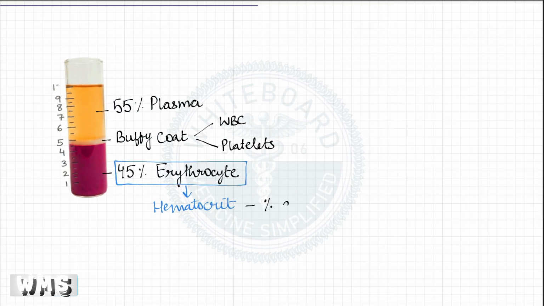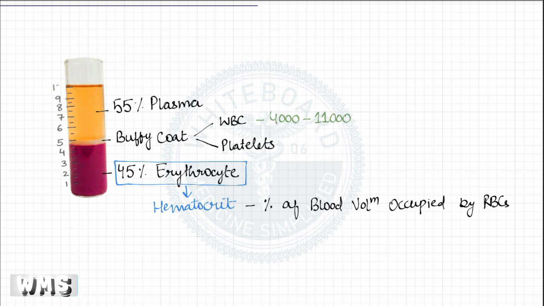Hematocrit is simply the percentage of blood volume occupied by red blood cells. In other words, it tells us how much of your blood is made up of RBCs. Leukocytes are hardly 4,000 to 11,000 and platelets are 1.5 to 4.5 lakh, while erythrocytes are 46 to 55 lakh, so the major portion of packed cell volume is of RBCs.